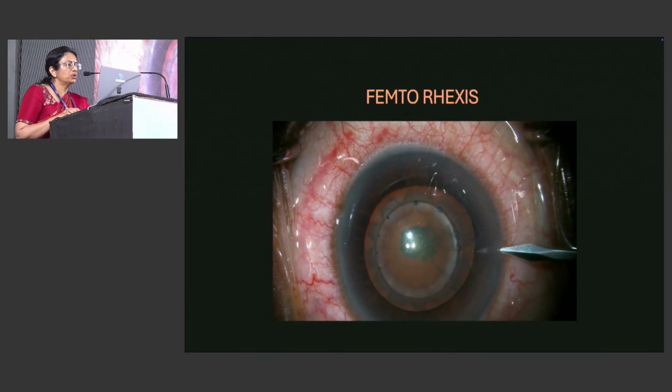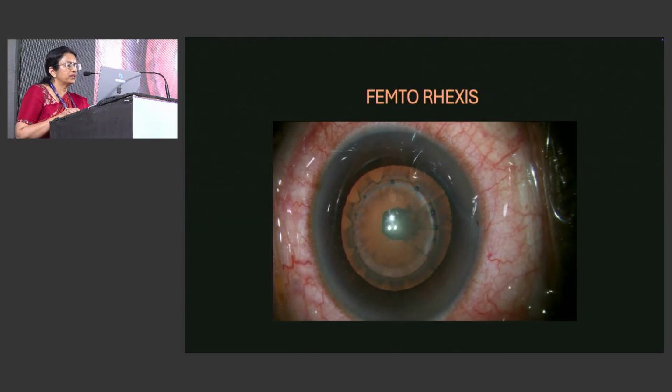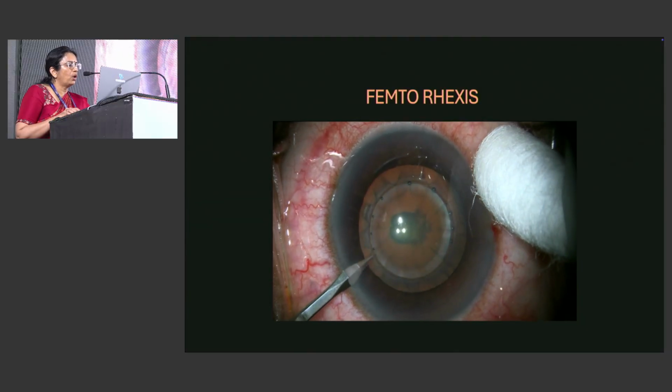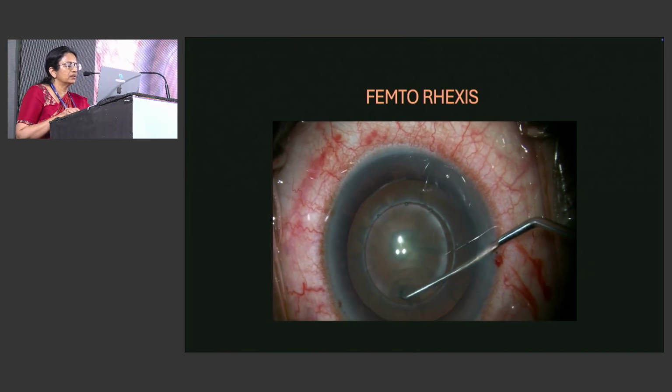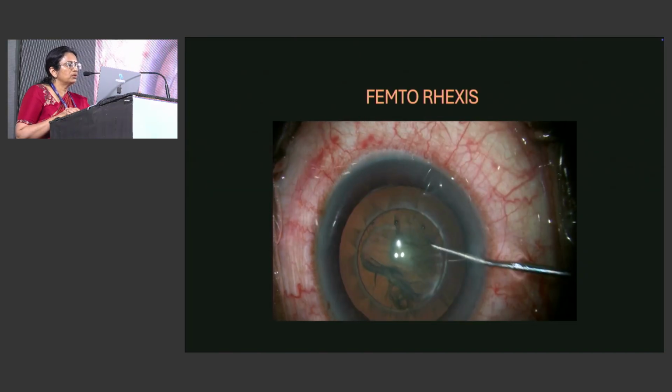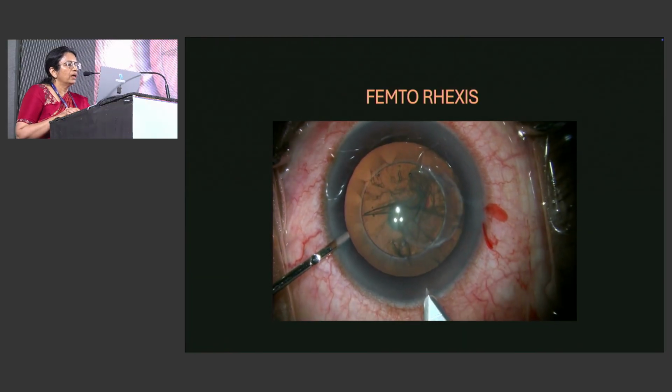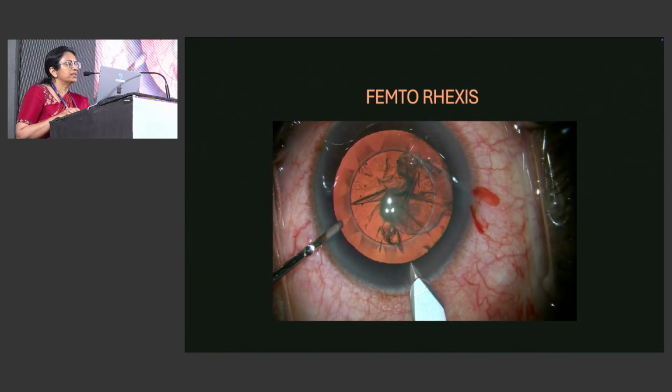Because of the individual variability in corneal magnification and pupil size, manual rhexis may not always be well centered and of reproducible size. So a femtolaser can be used to produce a well centered rhexis of a precise diameter.